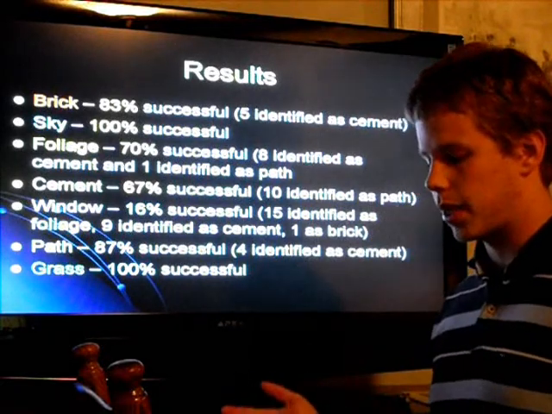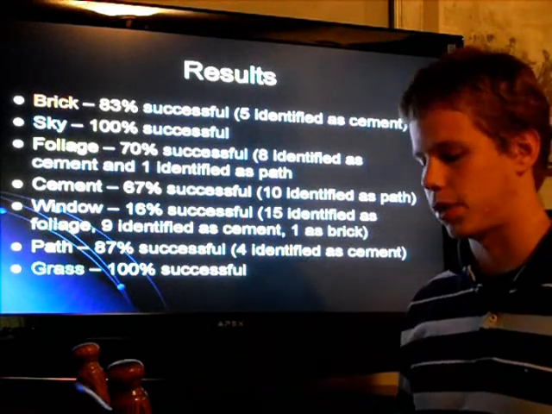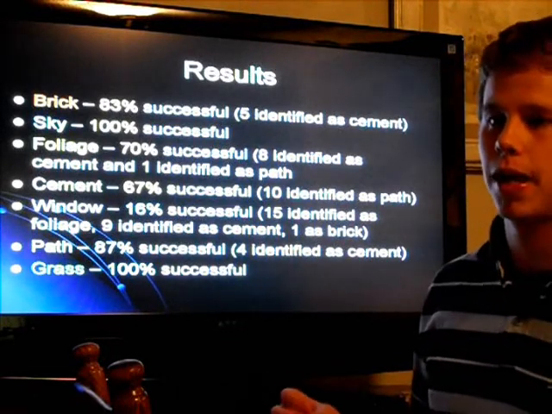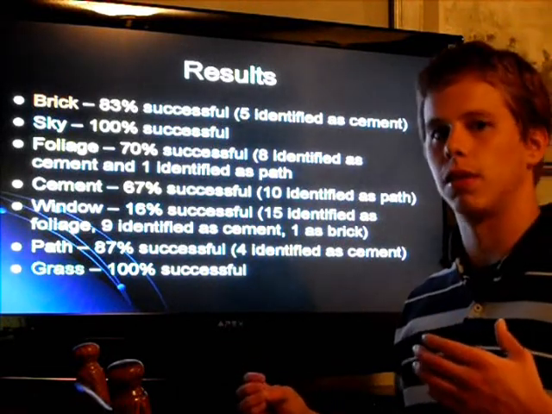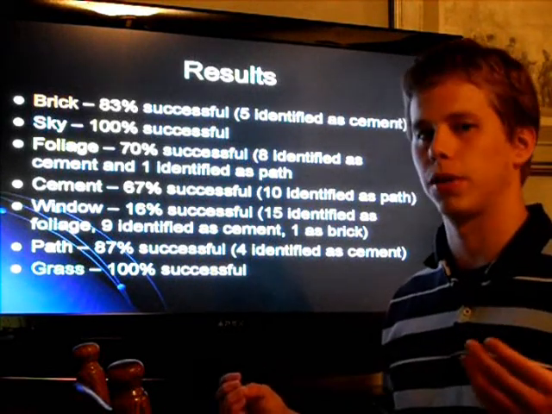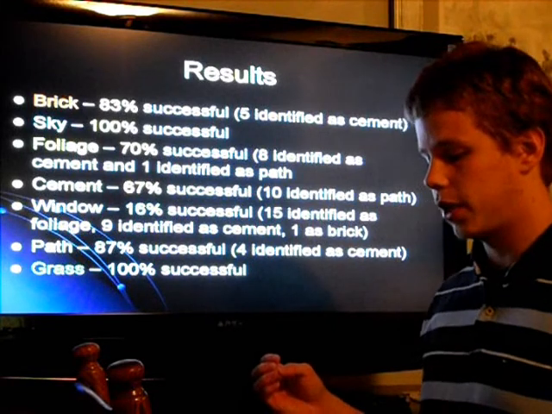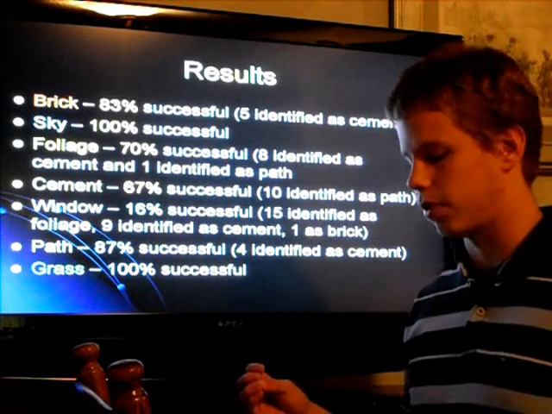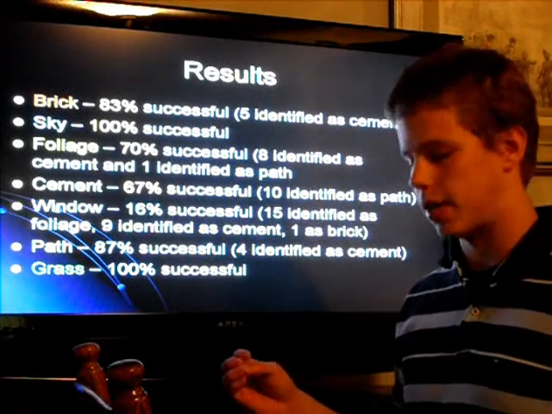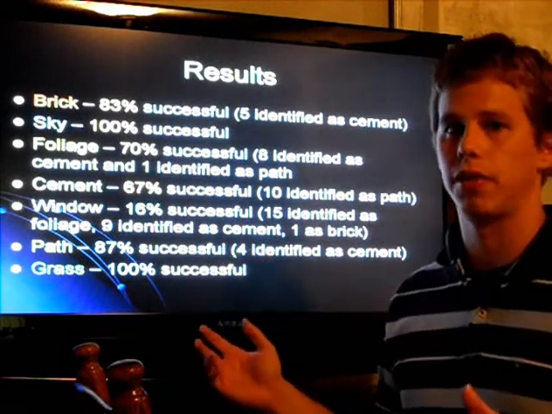Now, the cement portions was only 67% successful. 10 were identified as the path. So this path probably looked much similar in color to the cement. They were probably grayish looking. Now the window was only 16% successful. 15 were identified as the foliage, 9 were identified as cement, and 1 was identified as the brick.